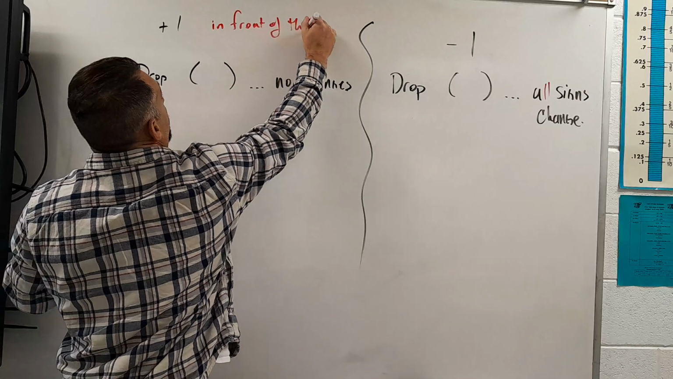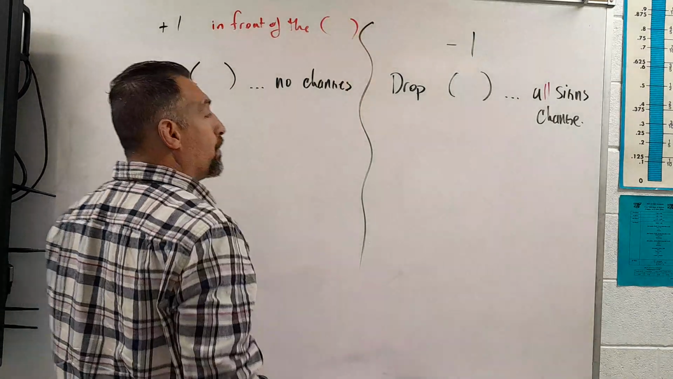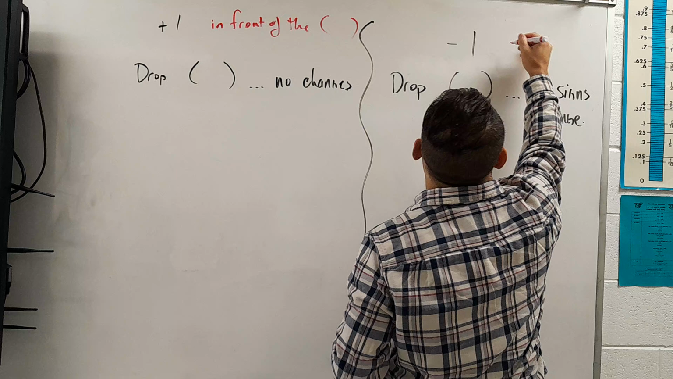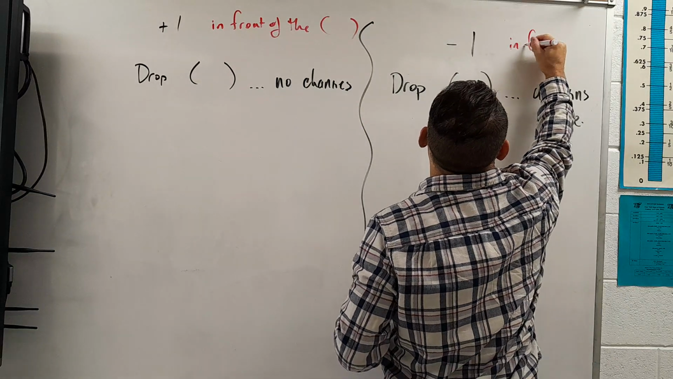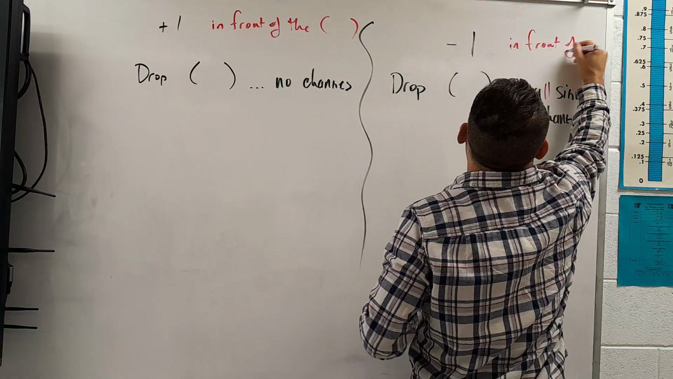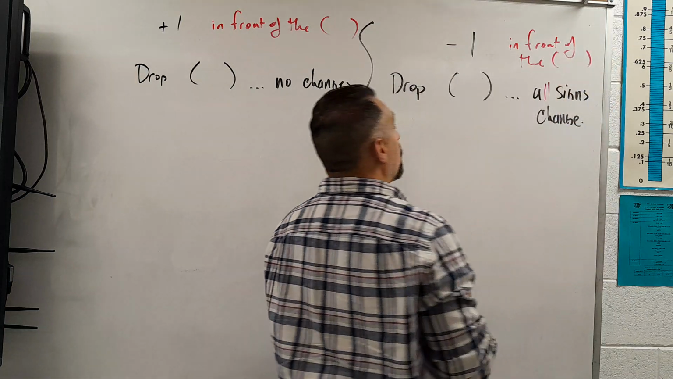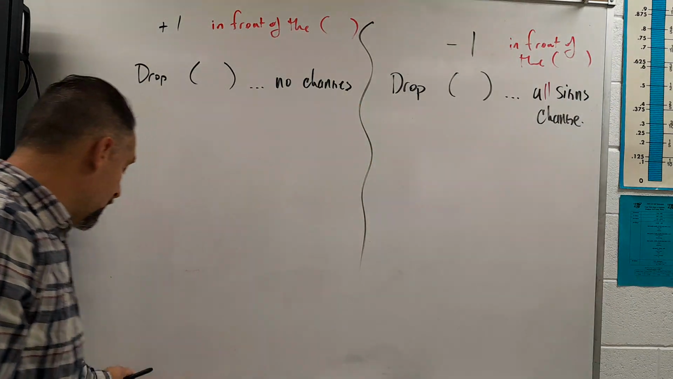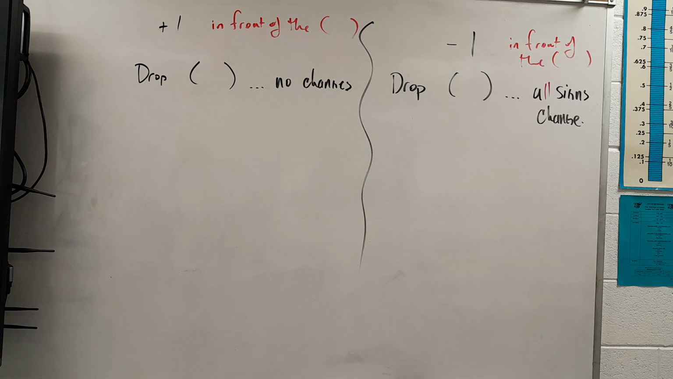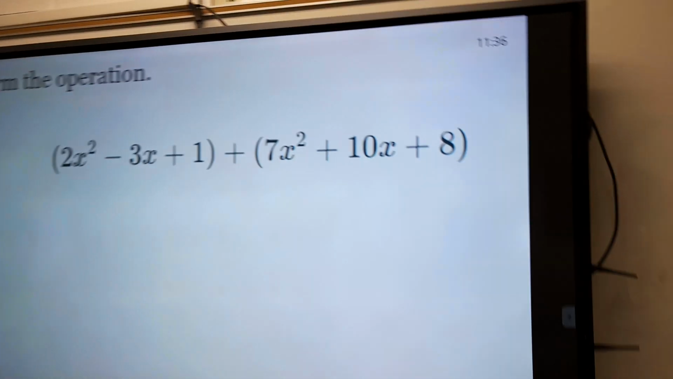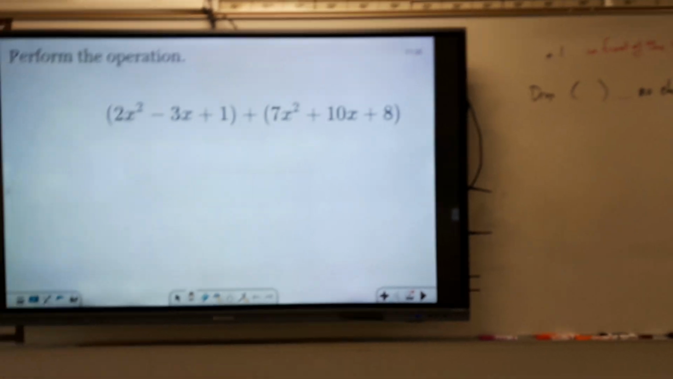of the parentheses. Now, if there's a negative 1 in front of the parentheses, then when you drop those parentheses, you will change all the signs. That's just the two basic rules we're running into. And so here's our first example again.